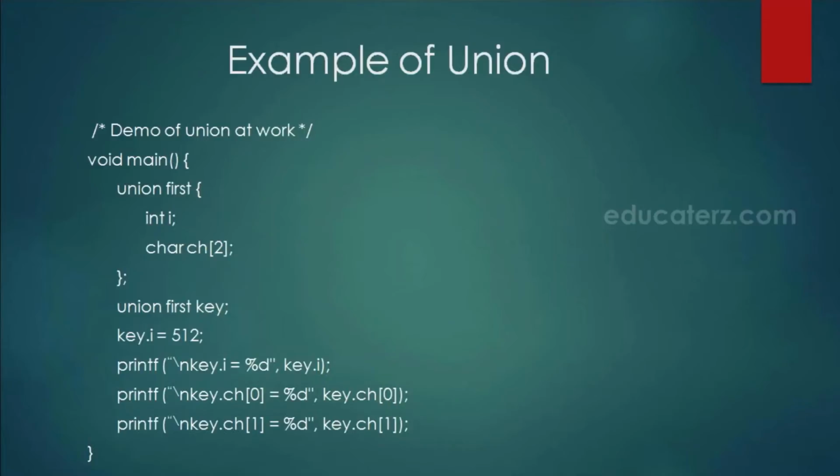So at a time we can use this union sometimes to hold the value of i and sometimes to hold the proper value of ch of 0 and 1. So if we have that kind of requirement where we want the same memory to be treated in a different way depending on different scenarios, then we can use union.